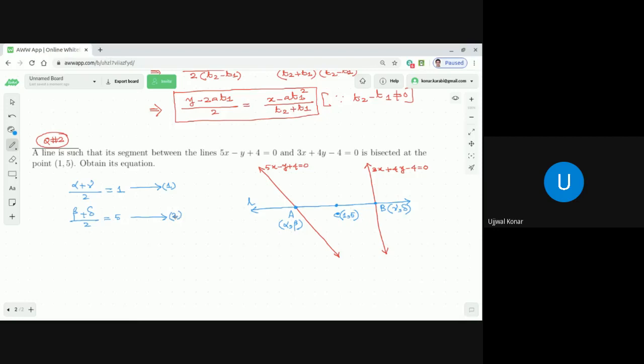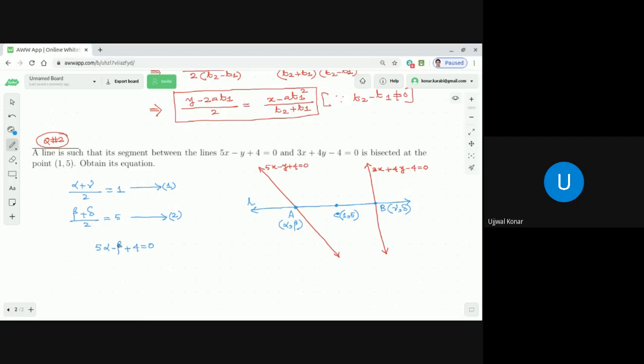Now, the point (alpha, beta) is on the straight line 5x minus y plus 4 equal to 0. So what can we write here? We can write 5 alpha minus beta plus 4 equal to 0.